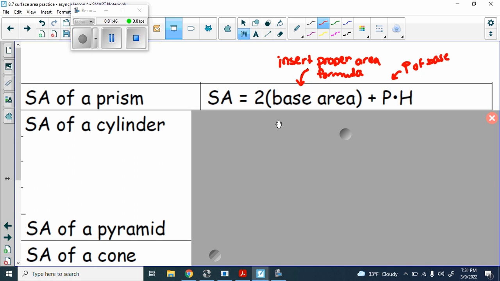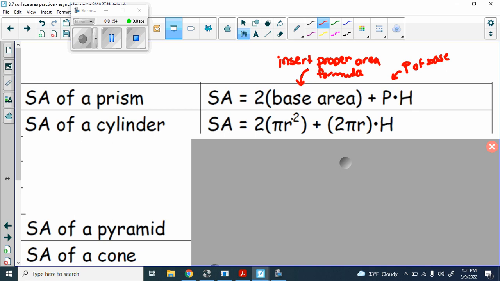Now a cylinder is very similar, but we know there's fewer options, which I think makes the formula easier because the base is always a circle. So instead of just generic base area here, it's always going to be 2 pi r squared, that's the circle on the top and the bottom. And then instead of perimeter, well, that's circumference, that's what this parentheses is here, and then the height of the whole thing.